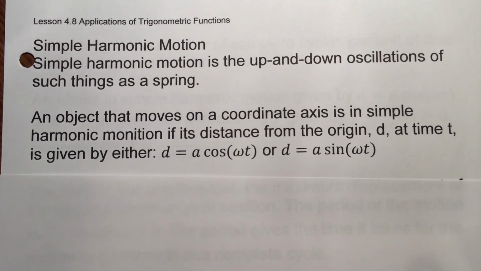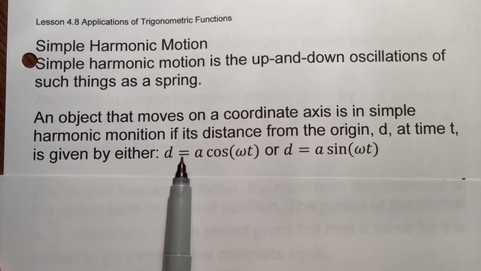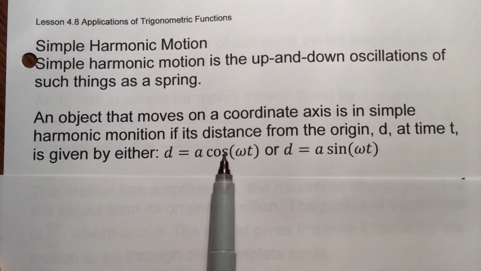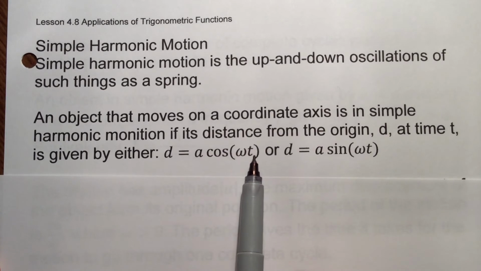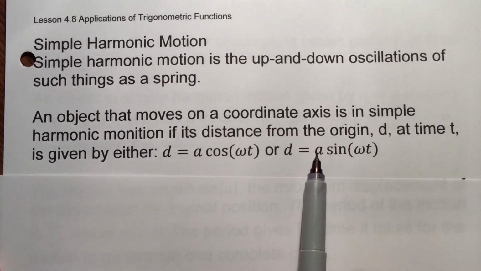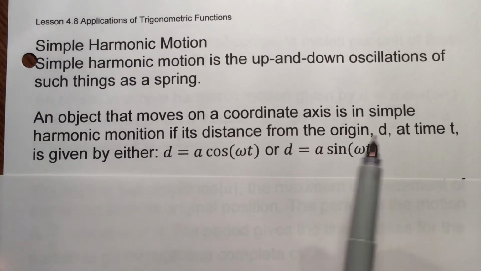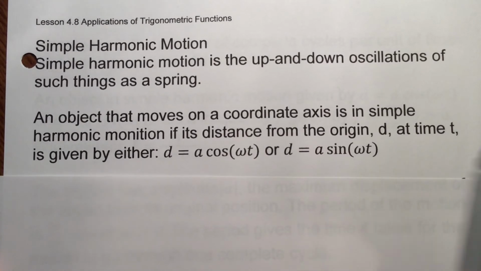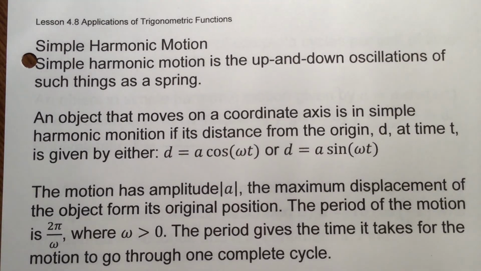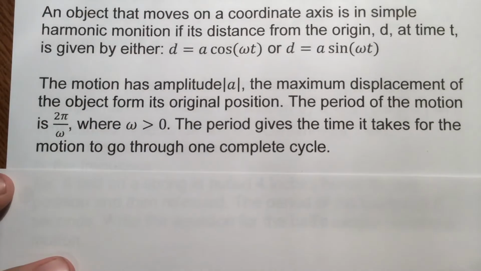So for objects that move on a coordinate axis in simple harmonic motion, if its distance from the origin d at time t is given by either d equals a cosine omega t, or d equals a sine omega t, where a is our amplitude. We're going to get into what omega is in a little bit. I believe that's omega. But this is where omega comes in.